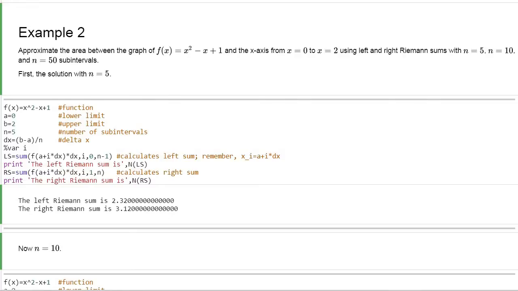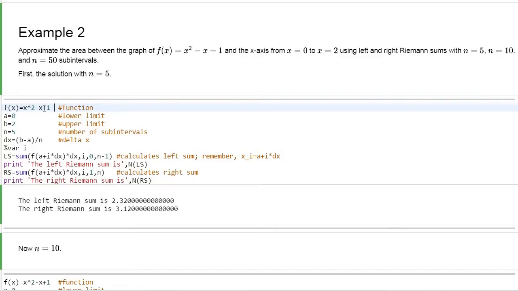Okay, here's another example. I want to approximate the area between the graph of x squared minus x plus 1, the same function we've been dealing with before, from x equals 0 to x equals 2. I want to use left and right Riemann sums with n equals 5, 10, and 50 subintervals. So we showed the picture up above for 5 subintervals with left and right sums. Let's see what the actual area of those rectangles were. And I'm going to set up formulas which you can use for doing Riemann sums later if you want to.